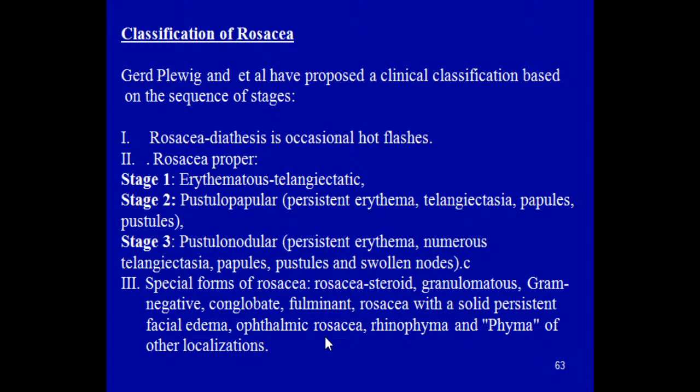Classification. Clinical classification based on the stage. Rosacea diathesis is occasional hot flashes. Rosacea proper, erythematous telangiectatic. Pustulopapular, persistent erythema, telangiectasia, papules, pustules. Pustulonodular, persistent erythema, numerous telangiectasia, papules, pustules, and swelling nodules.